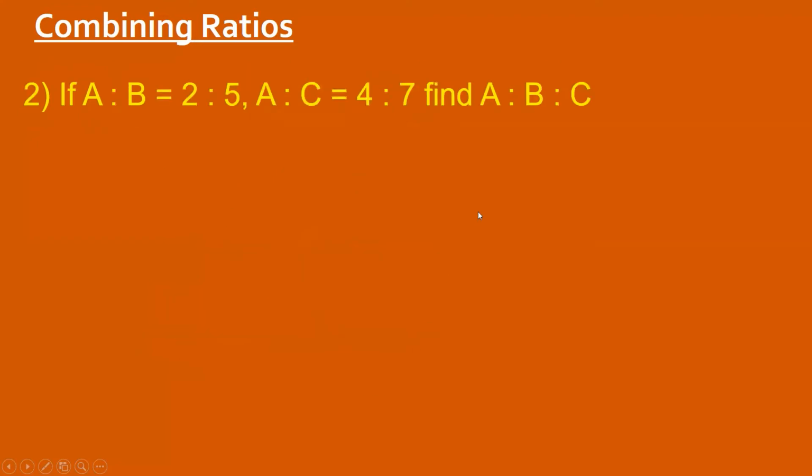Let's have another example. Number 2, if A to B equals 2 to 5 and A to C equals 4 to 7, find A to B to C. So let's write the ratio between A to B to C. And we have the ratio between A to B, which is 2 to 5. And we don't know the ratio of C. And now we have another ratio, which is between A and C, which is equal 4 to 7. So the ratio between A and C equal 4 to 7. And we don't know B. So find ratio between A to B to C.